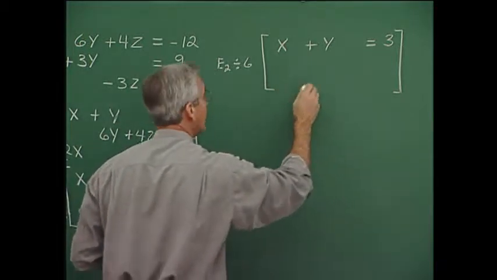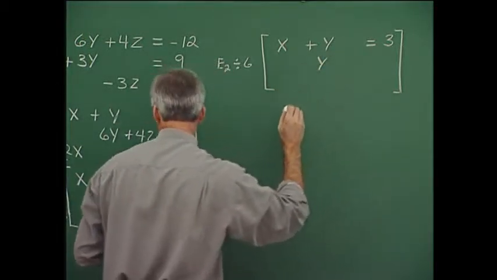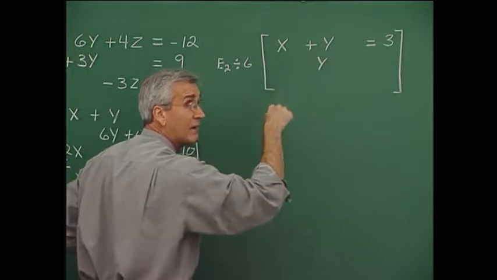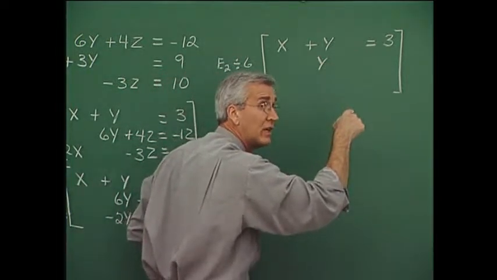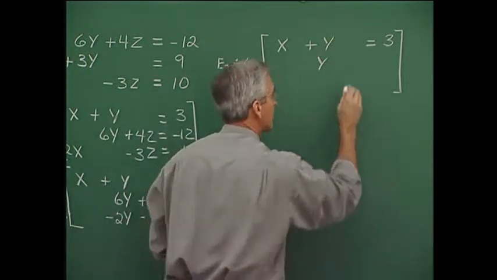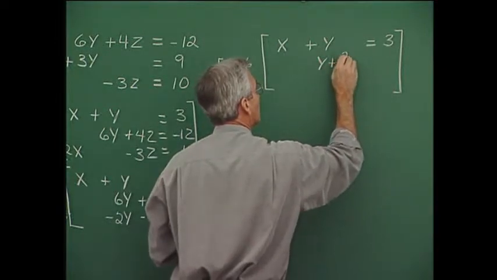One more step and we're done. Now these two rows are in great shape. They're in exactly the form that we want them, so we'll just bring them down. And then the second row as well.